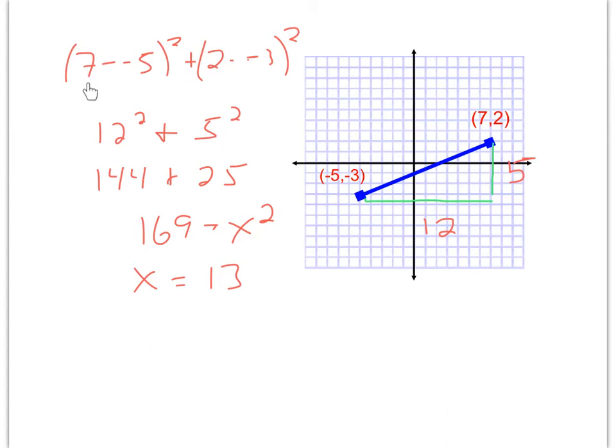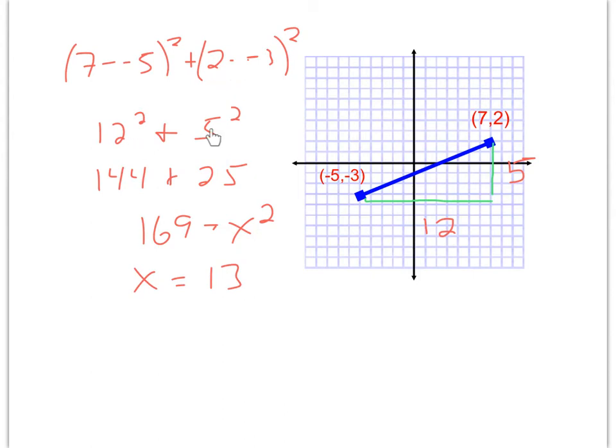But I could also get this 12 and the 5 by subtracting the x's. So 7 minus negative 5, and again we can subtract either way. 7 minus negative 5 is 12. The difference on my y's is my vertical: 2 minus negative 3 is 5.